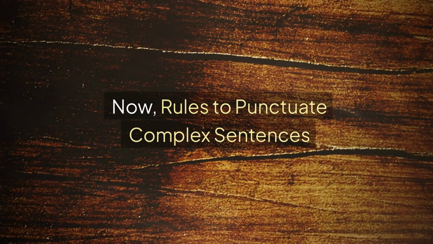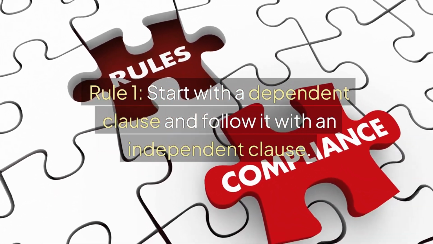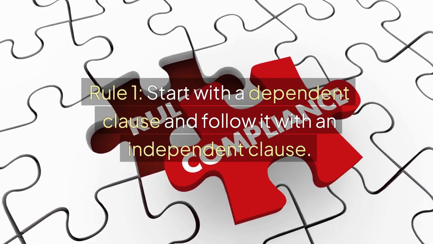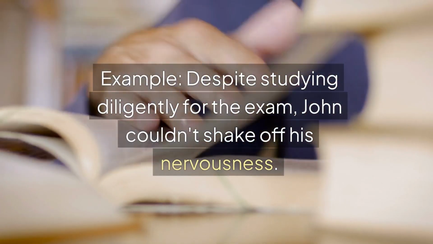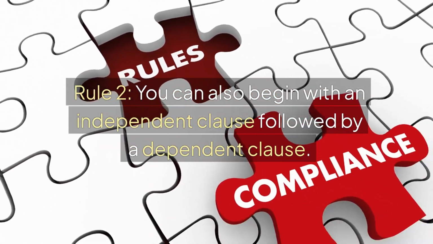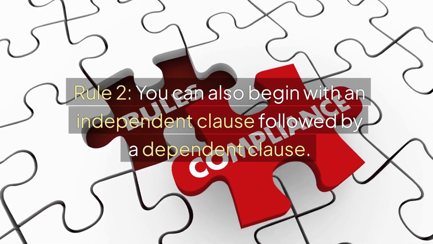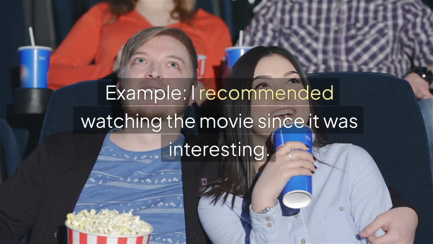Now, rules to punctuate complex sentences. Rule 1. Start with a dependent clause and follow it with an independent clause. Example: Despite studying diligently for the exam, John couldn't shake off his nervousness. Rule 2. You can also begin with an independent clause followed by a dependent clause. Example: I recommended watching the movie since it was interesting.